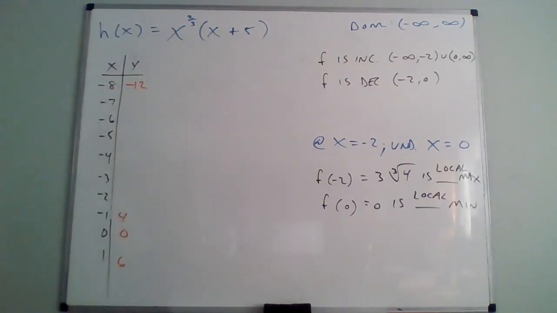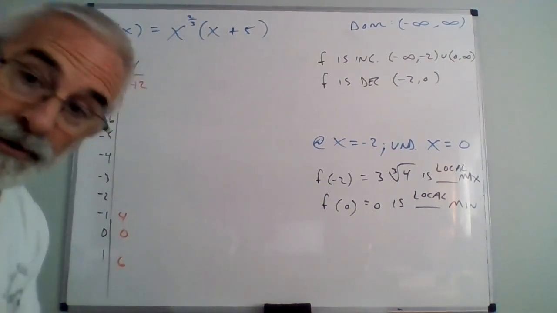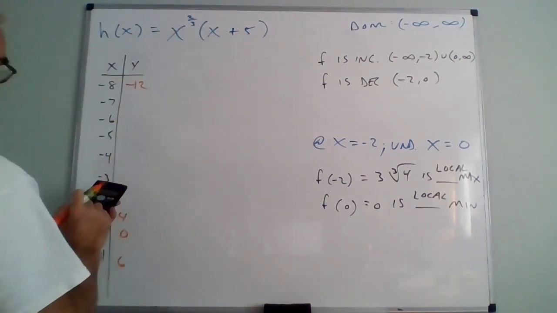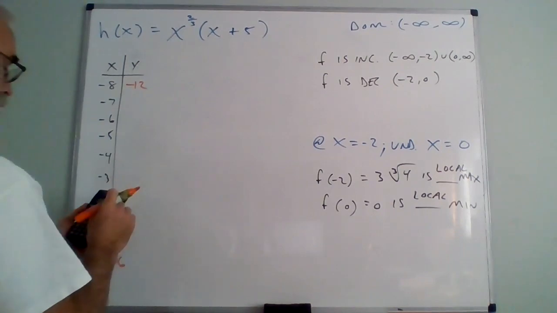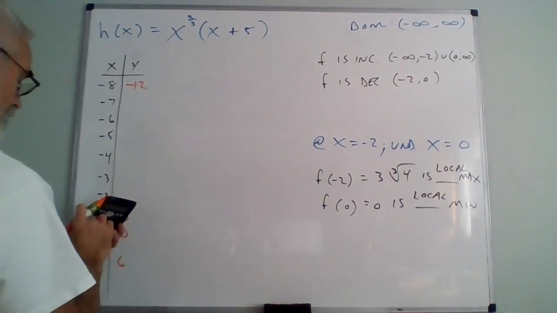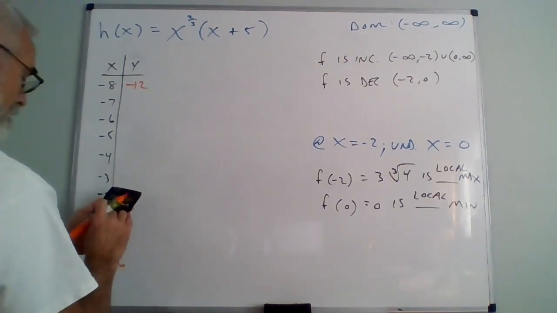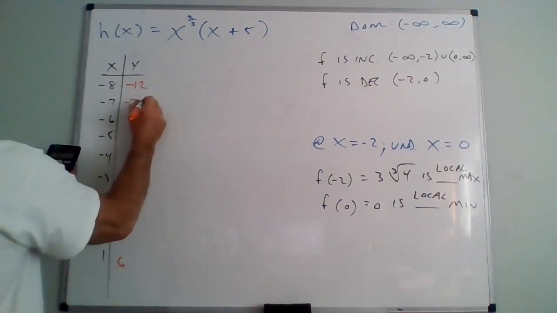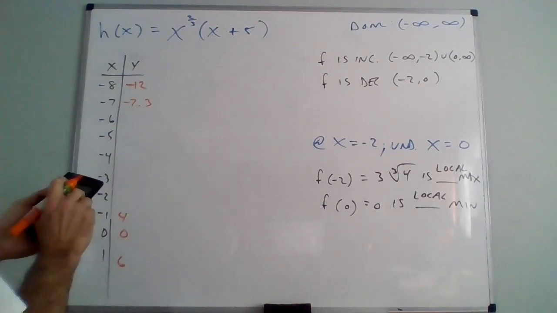All right. Everything else I'm going to need a calculator for, because none of these are perfect cubes. So now I'll just use my calculator and do decimals. So negative 7, there we go. That's about negative 7.3, and negative 6.